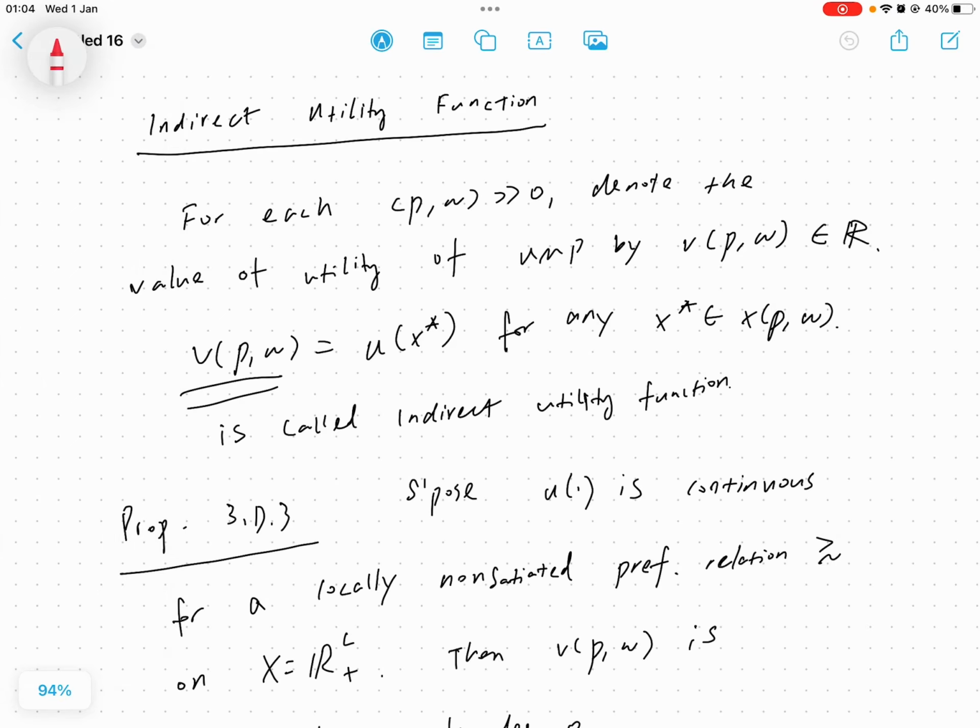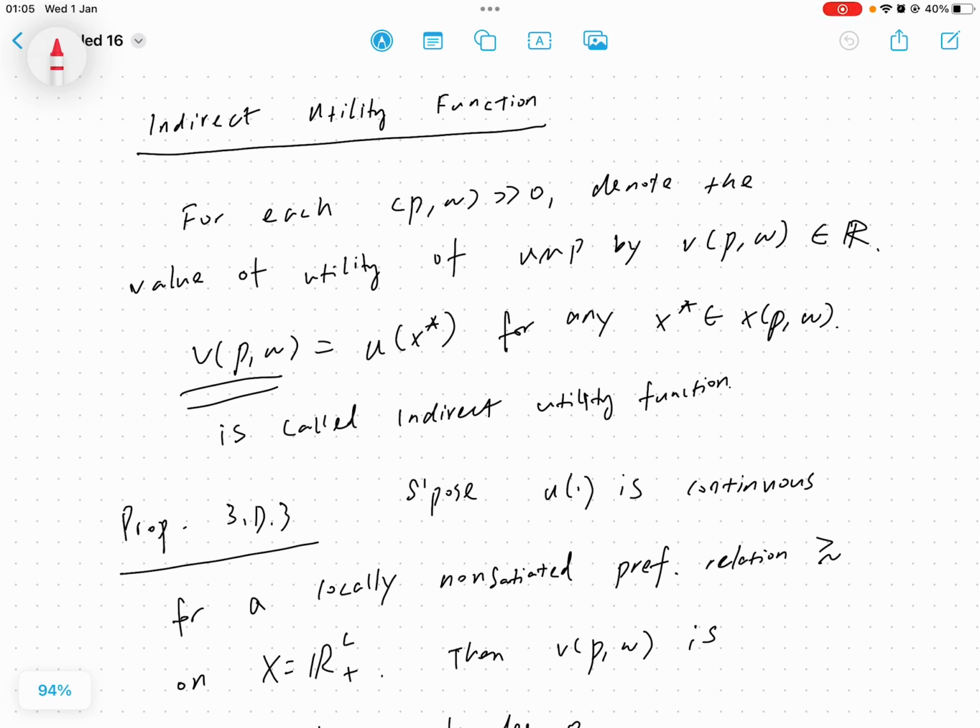Hi. So today let's discuss the indirect utility function. The definition is as follows: for each p and w, which are vectors, if we have a positive p and w, then we simply denote the value of the utility from some utility maximization problem by v. Taking p and w as parameters, v will be a real number. So this v(p, w) is called the indirect utility function.